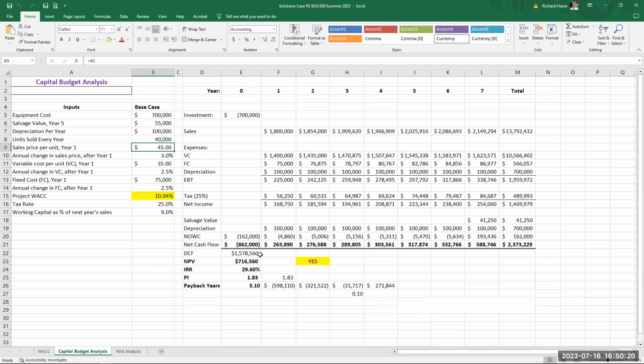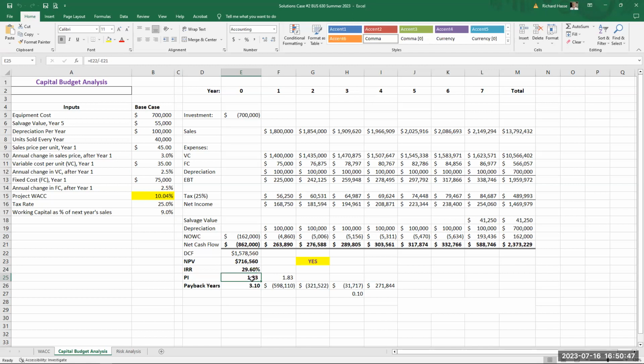What type of return is that? Well, if you discount that $2,037,000 at the project cost of capital of 10.04%, you get $1,578,560. Compare that to the investment, you get a positive net present value of $716,560. That is an internal rate of return of 29.6%.